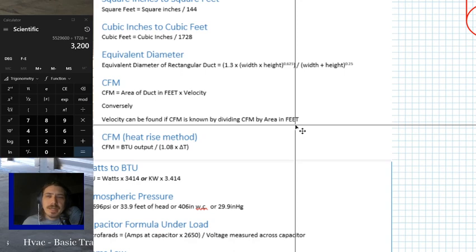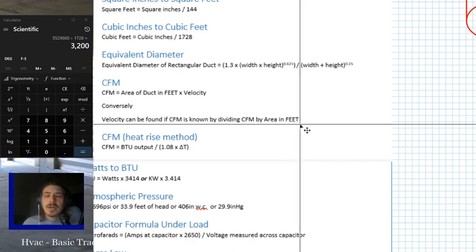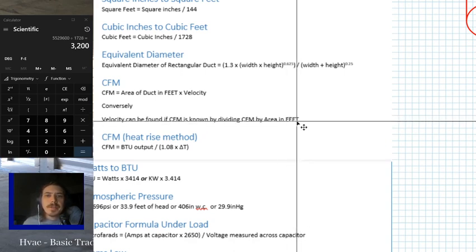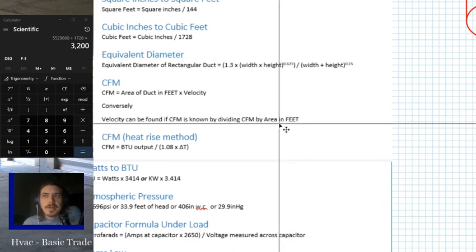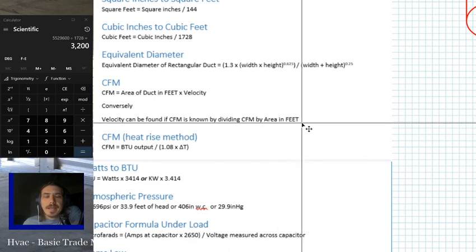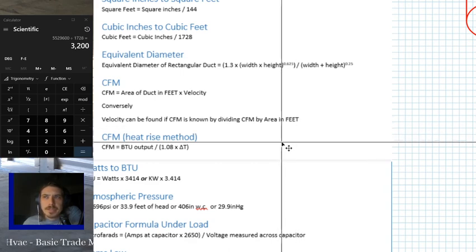Just as a quick aside, a kind of look ahead, maximum velocity in a supply air duct is 900 feet per minute. Absolutely no more than that. You never want to go over 900 feet per minute basically in a supply air duct on a trunk line. That is ACCA's maximum recommended velocity.